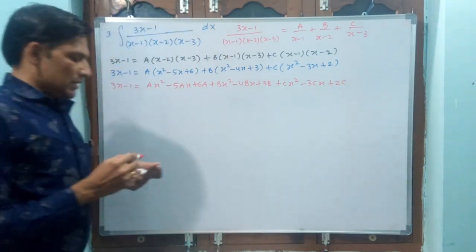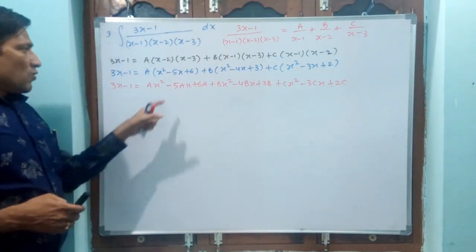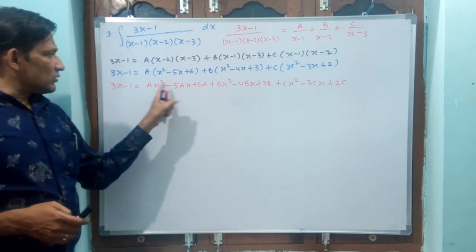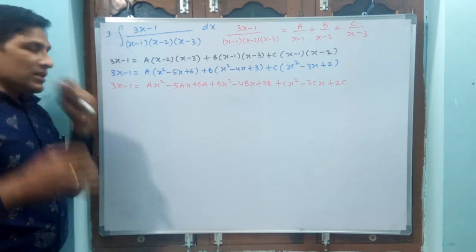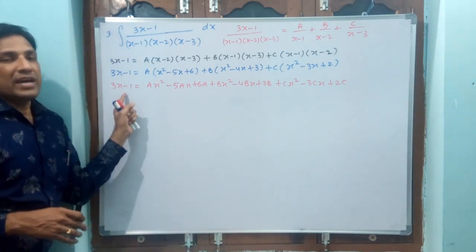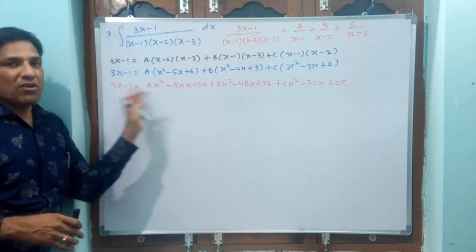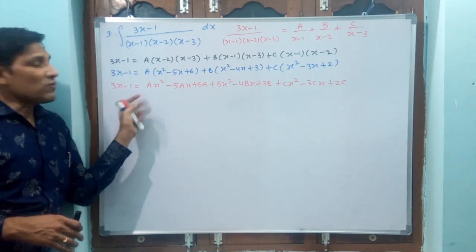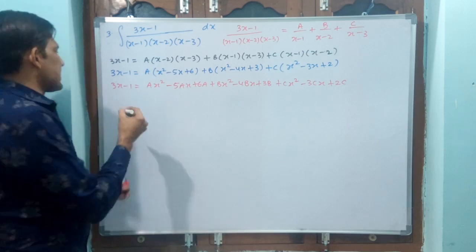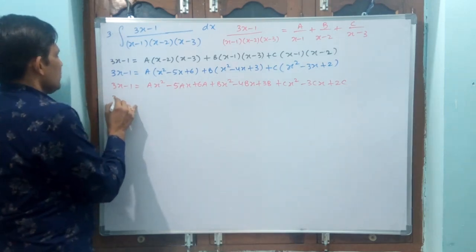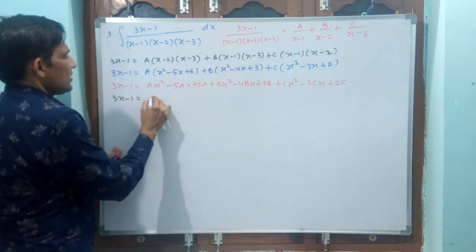Okay. Now x square terms, x terms and constants you have to separate. The logic is here: only an x term is there and a constant is there. An x square term is not there. Whatever coefficient comes for the x square term, you have to set equal to 0. Okay, see what I am writing. 3x minus 1 is equal to x square.